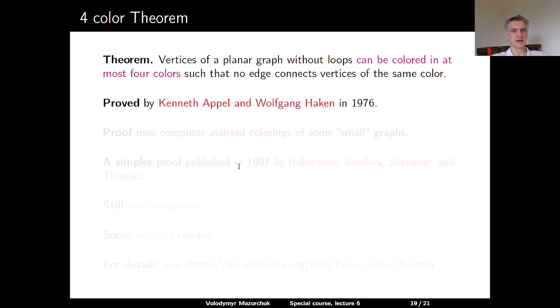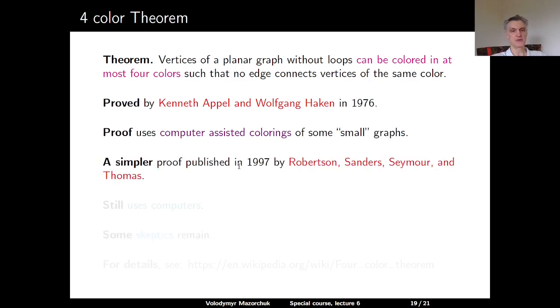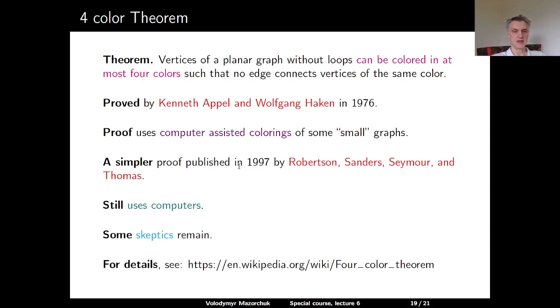Originally this was proved by Kenneth Appel and Wolfgang Haken in 1976, and the proof uses quite significant computer-assisted colorings of some small, so to say, graphs. And a simpler proof was published in 1997 by Robertson, Sanders, Seymour, and Thomas. Still, this simpler proof uses computer computations, and some skeptics remain as for whether one should accept proofs which use computer assistance. And for details, one can check the Wikipedia page for the 4-color theorem.